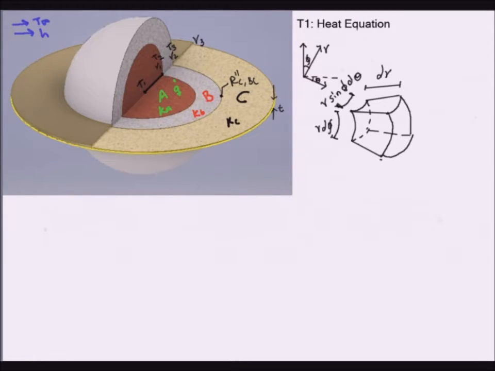But to develop the temperature profile, we must start from the differential control volume, which is built by 2 patches. Imagine taking 2 patches of this sphere and then displacing them by an infinitesimal change in each of these 3 directions.